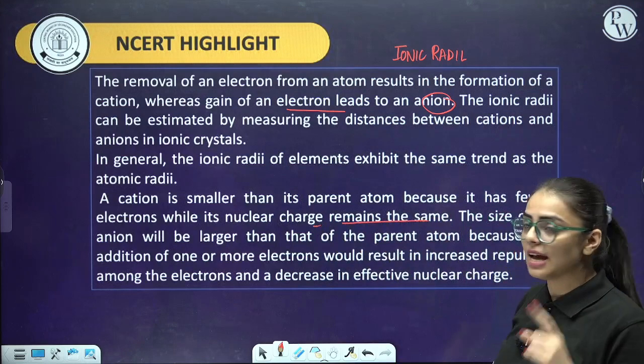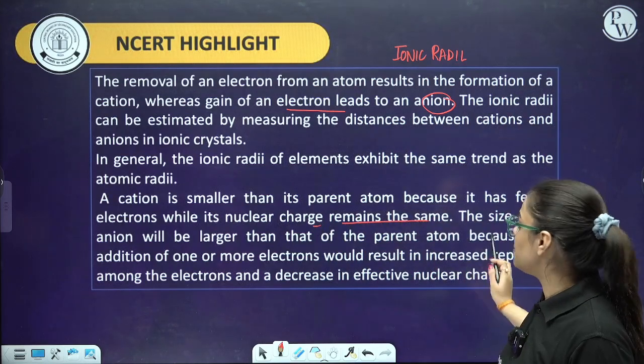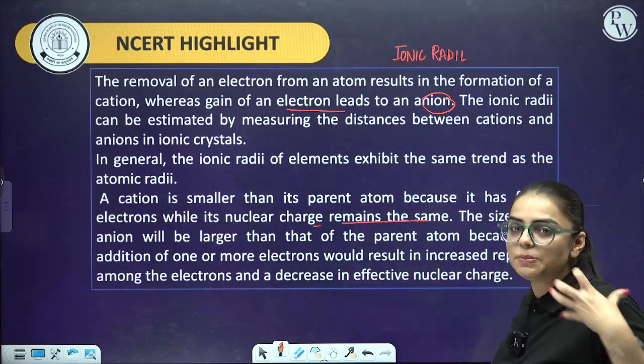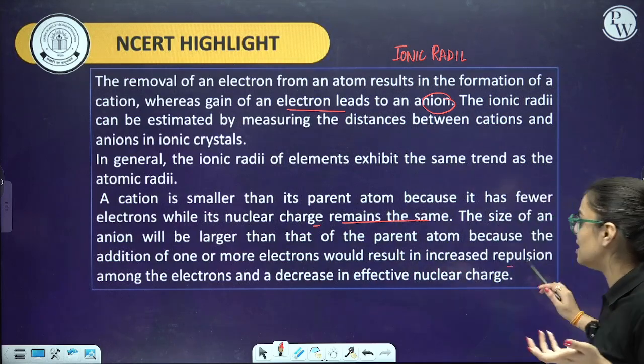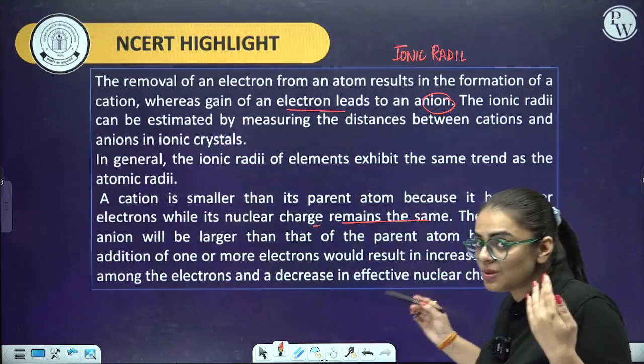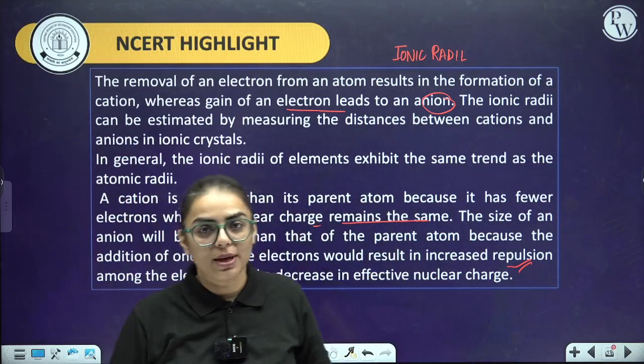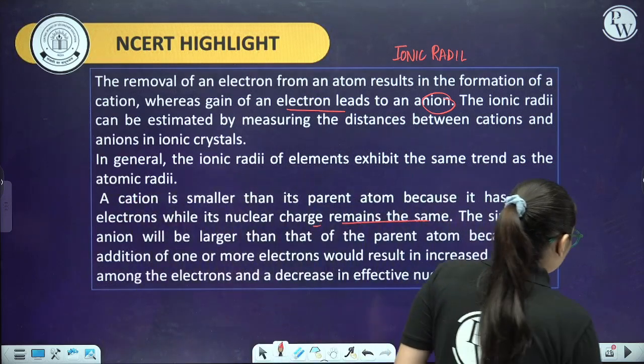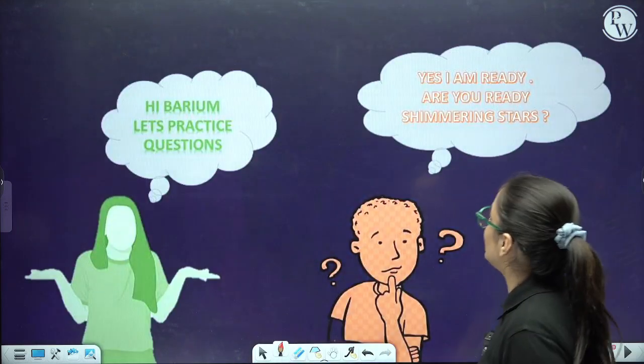remains the same. The size of an anion will be larger than the parent because basically it is accepting one more electron, which results in increased repulsion. When there is more repulsion, the distance increases. That's why an anion is larger in size. Clear, everyone? Now, students, let's practice some questions.